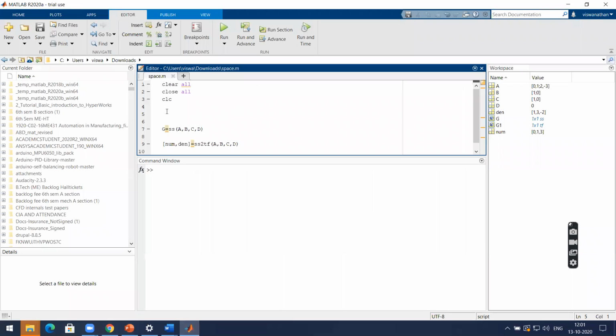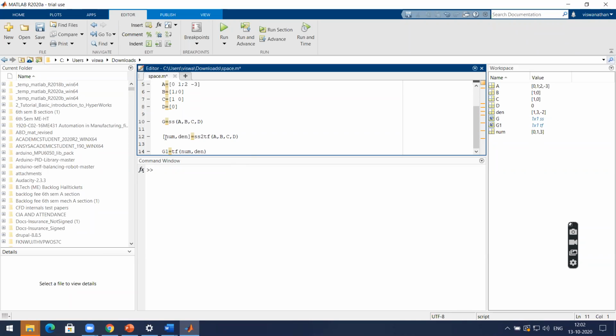Here I'll enter the A matrix. A matrix is 0, 1, 2, minus 3. Then B is equal to 1, 0. C is equal to 1, 0. D is equal to 0. Next I say G is equal to SS, where SS means state space, so that will take A, B, C, D.